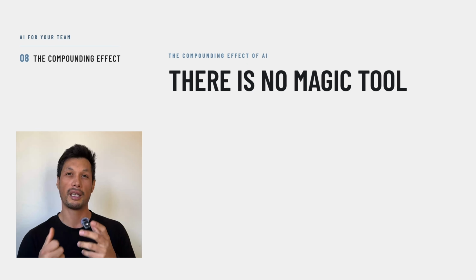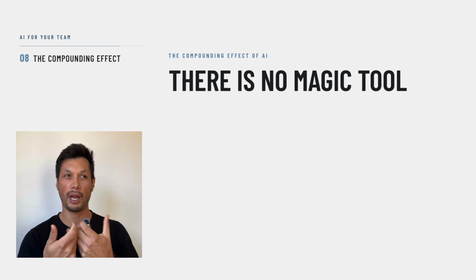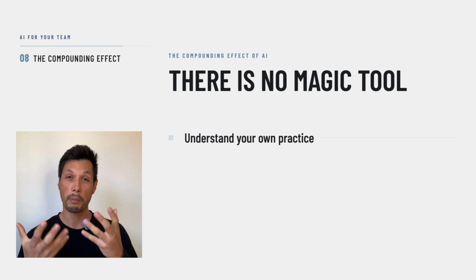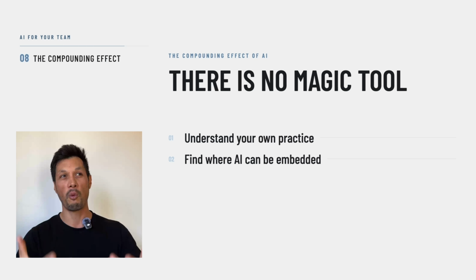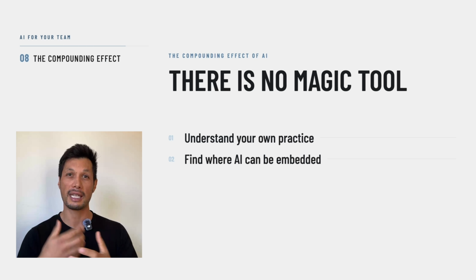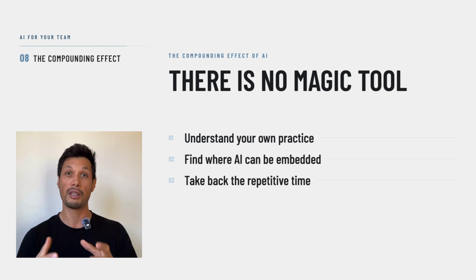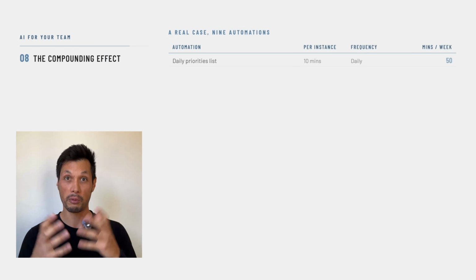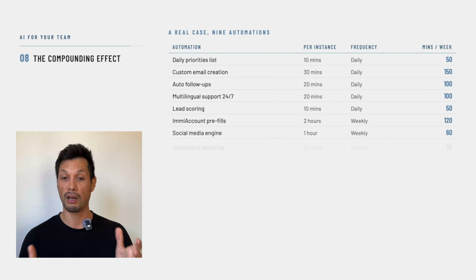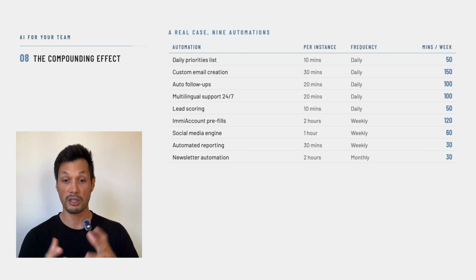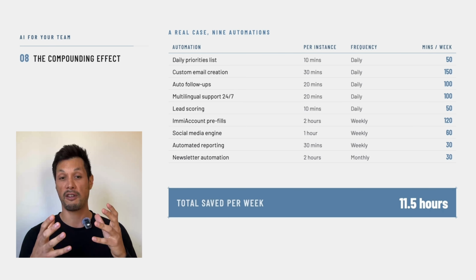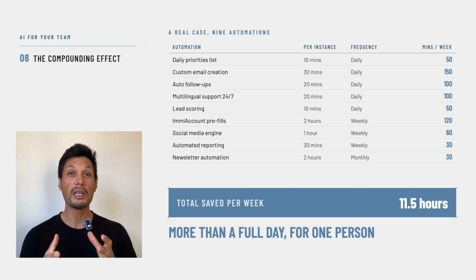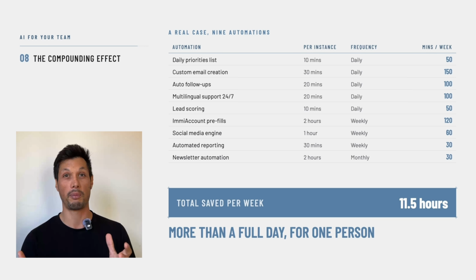I want you now to understand the compounding effect of AI, because it's not about having a magic tool that is going to solve your life. It's about understanding your own practice, your business, to understand when and where you can embed AI that is going to take on repetitive tasks for you, and you can recover that time so you can focus on your best work. This table, for example, which is a real case, has about 9 automations that save anywhere from 10 minutes to 2 hours. And the total effect of this is 11 hours saved per week. That means that's more than 1 full day for one person.